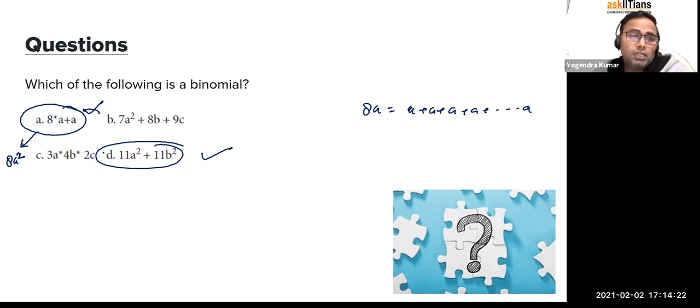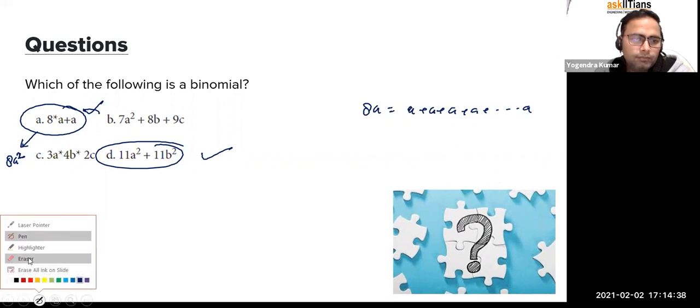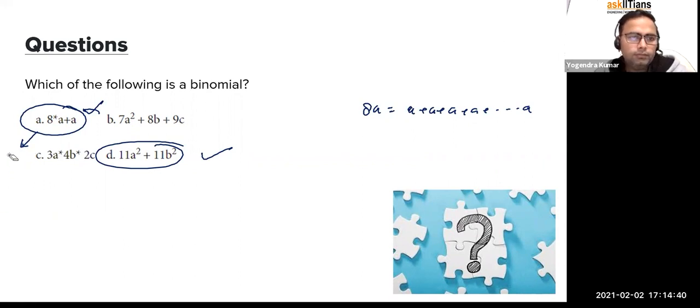So that's why we need to look at all the options. I thought, okay, this is what it is there, like that. But it can be added, right? 8a plus... I'm so sorry. Okay, again, there is a mistake here. Let me erase it. Let me correct it.